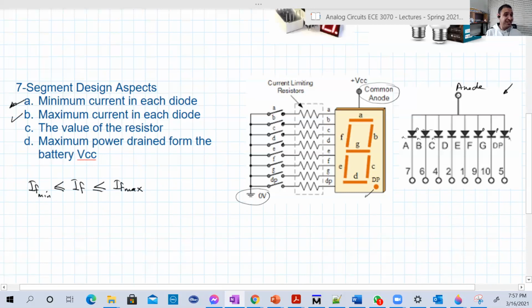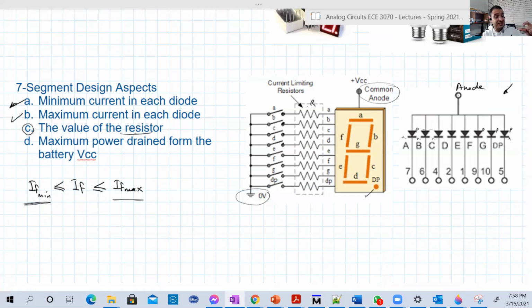If the current is lower than I forward minimum, you will not see the light, although the diode is forward and conducting, I mean on. And if the current is higher than I maximum, the diode will break, will burn, basically. We can control that based on the value of the resistor, this resistor here. So we choose the resistor such that the current that flows is higher than IF minimum and less than IF maximum.